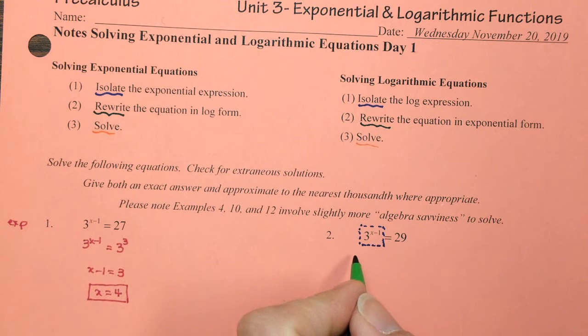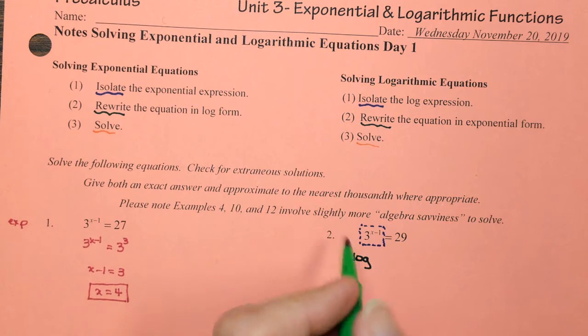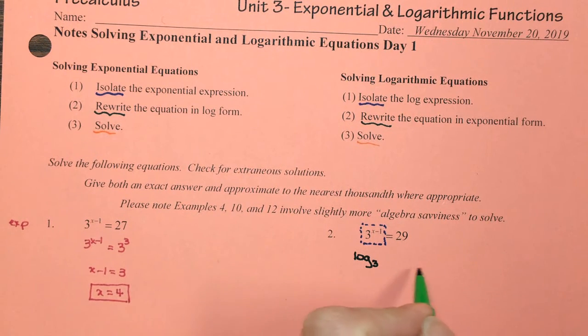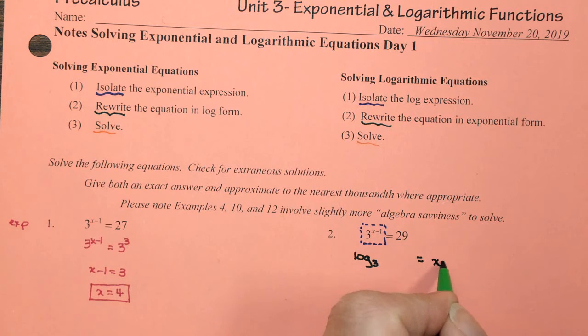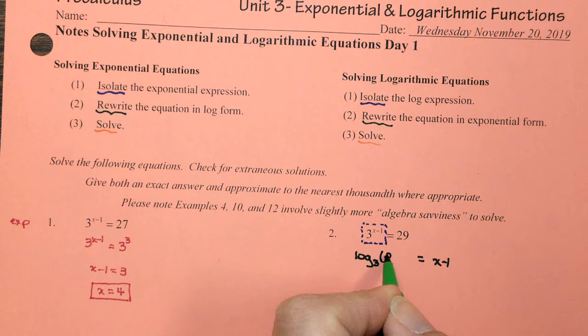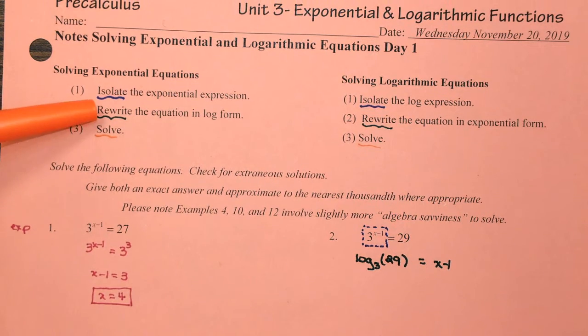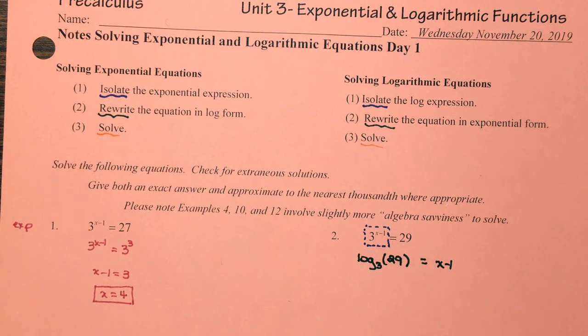So rewriting means that I'm going to use a logarithm. Since this is a base 3 when it's in exponential form, I'll use a small 3 as my logarithm base. And then I always move the exponent to the other side, and next to the logarithm, the thing that I'm taking the logarithm of is the base. Now it's a good idea to put that in parentheses. Now next, since we've rewritten the equation in log form, we need to solve.